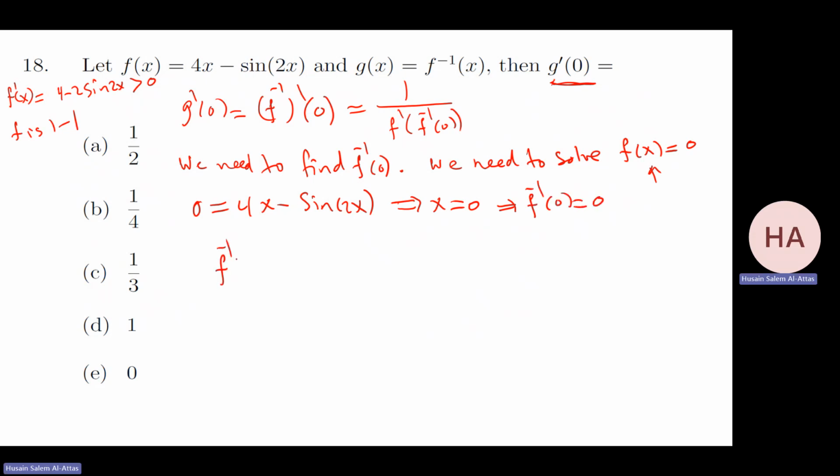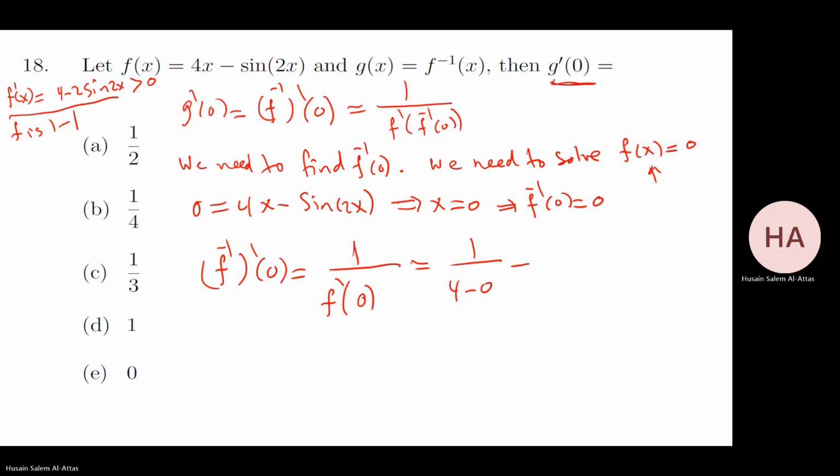So now f inverse prime at 0 will be 1 over f prime at f inverse of 0, which is 0. And this is f prime, that will be 1 over 4 minus 2 cosine, sorry, this is cosine 2x. So this is 4 minus 2, so it's equal to half. And that would be the answer.